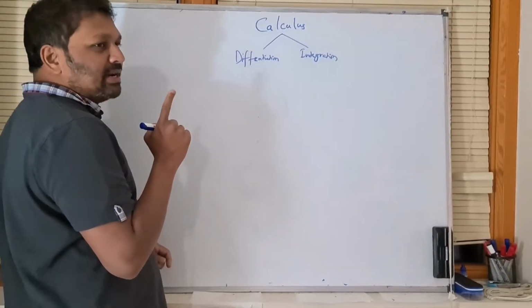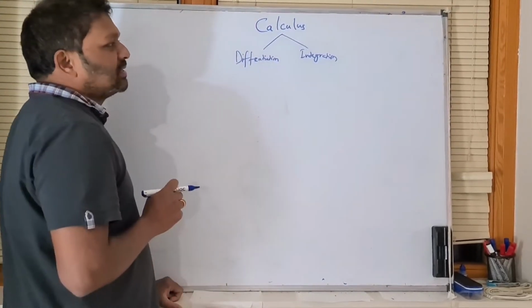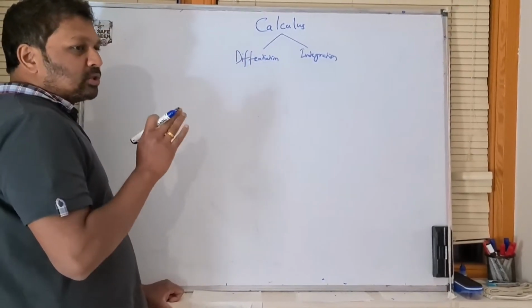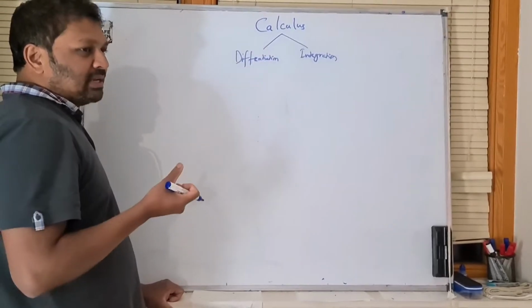The calculus. We have two parts under calculus: differentiation and integration. Okay, let's talk about differentiation. Differentiation gives the slope of any function, the slope or the rate of change of any function.